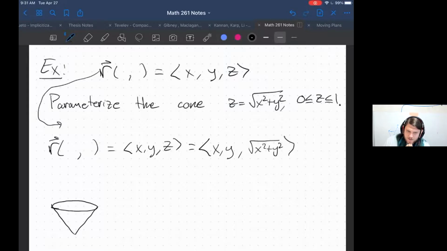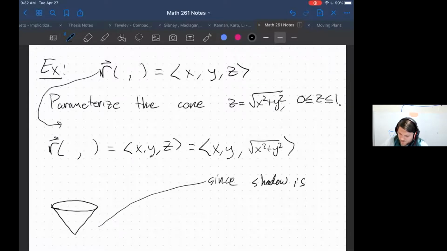And the domain on this isn't rectangular, right? If you were to look at the xy domain, the shadow this casts in the xy plane is a circle, but a circle isn't a rectangle. So that's one tell that maybe these variables aren't the best variables to use.